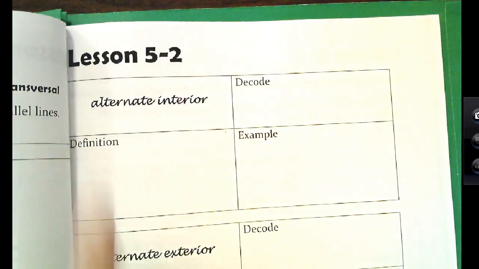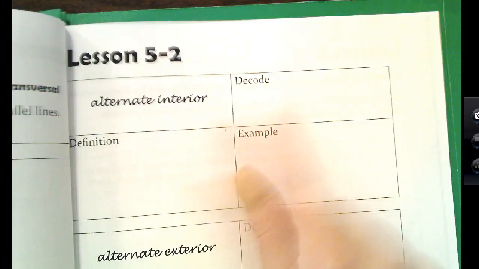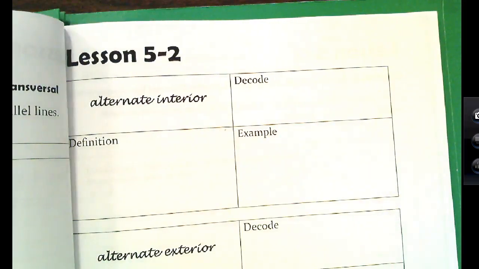All right, so you guys should be on your 5-2 notes. The first vocabulary word we're going to learn about today is called alternate interior. So go ahead and decode those for me, please. Alternate interior. Go ahead and decode that.